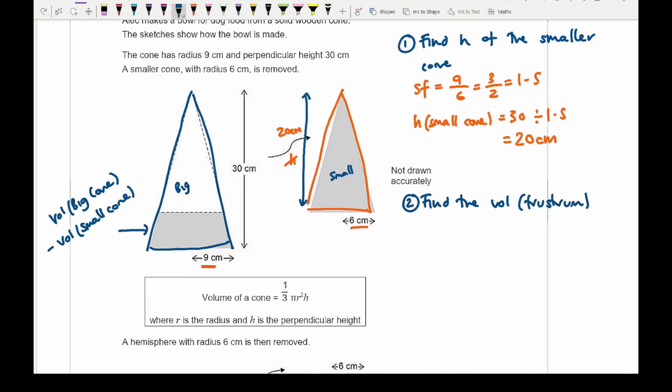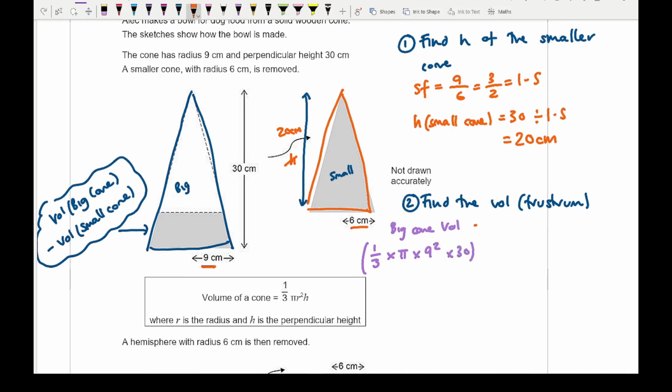So to do this, what I then need to do is basically use this formula here. So it's the volume of the big cone. So the big cone volume is going to be 1/3 multiplied by pi multiplied by 9 squared multiplied by 30, and that's going to be subtracted from the small cone volume, which is going to be 1/3 times pi times 6 squared times 20. Now again, if I type that all into my calculator, it gives me an answer of 570 pi.